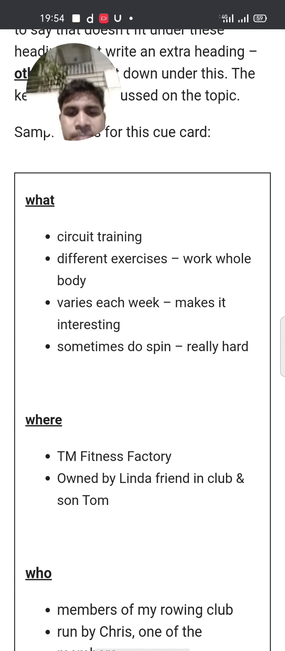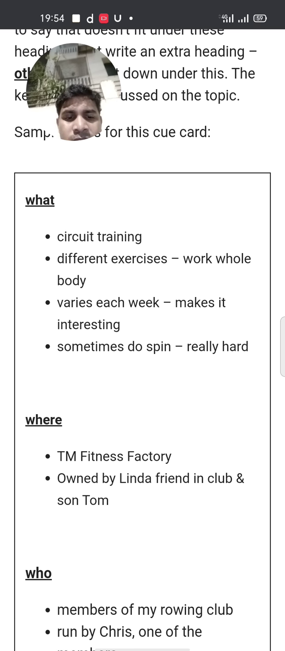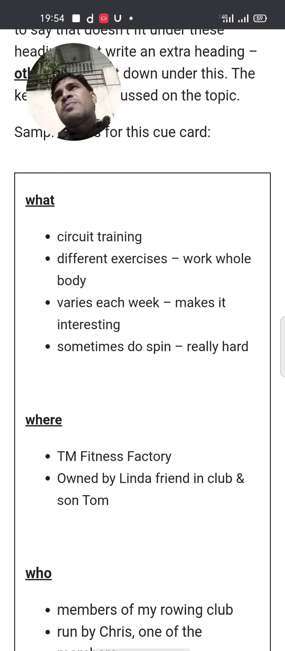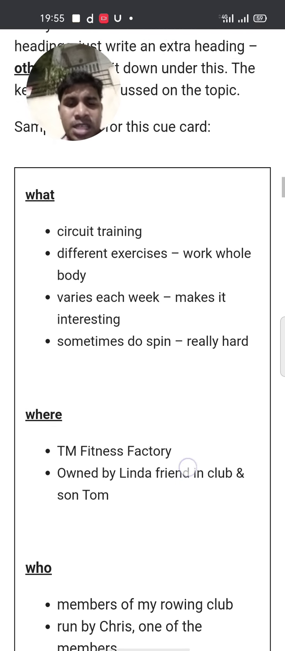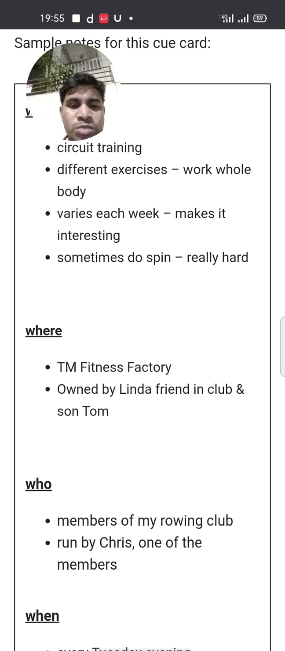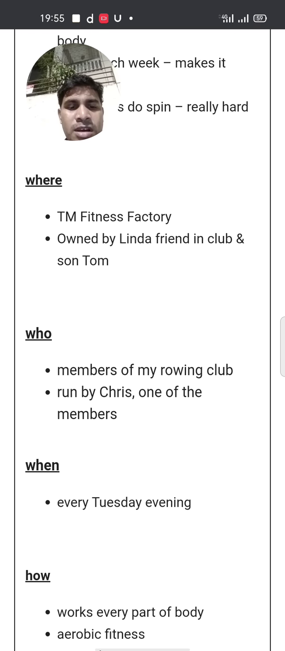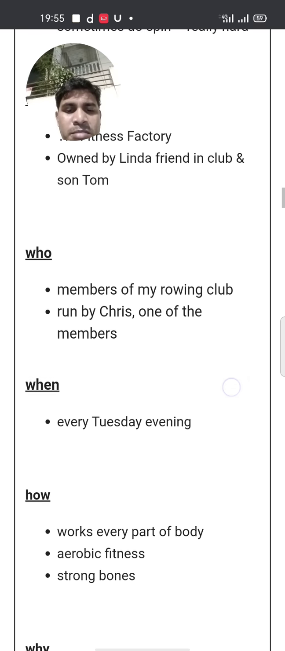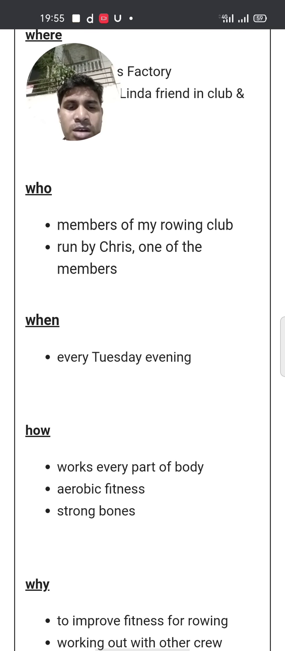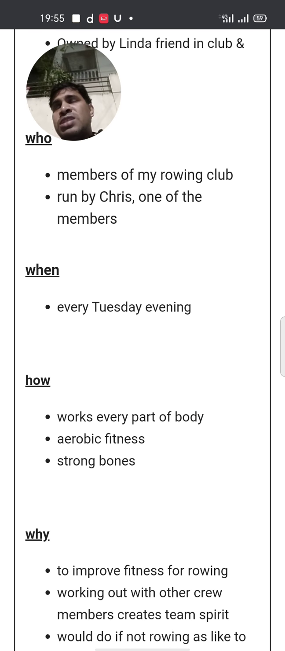Okay, where? TM Fitness Factory. This means that if you are doing your daily healthy exercise in a gym, then you can mention the gym name, owned by Linda, friends in the club, etc. Who? Members of my rowing club, run by Chine, one of the members. When? Every Tuesday evening. That means you can mention the time when you usually do your exercise.